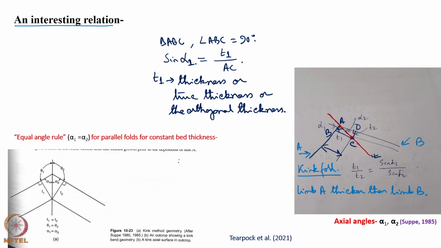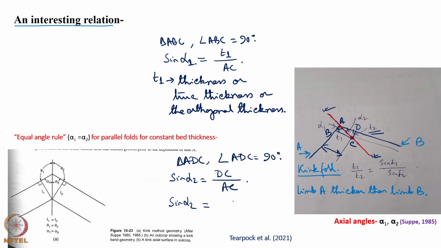Now, we are going to take triangle ADC, where angle ADC is equal to 90 degrees. There the angle alpha 2 has been defined. What is alpha 2? The angle between axial trace and this surface. We can write sin alpha 2 is equal to DC divided by the AC length. Now, DC is the orthogonal thickness T2. Therefore, sin alpha 2 is equal to T2 by AC.